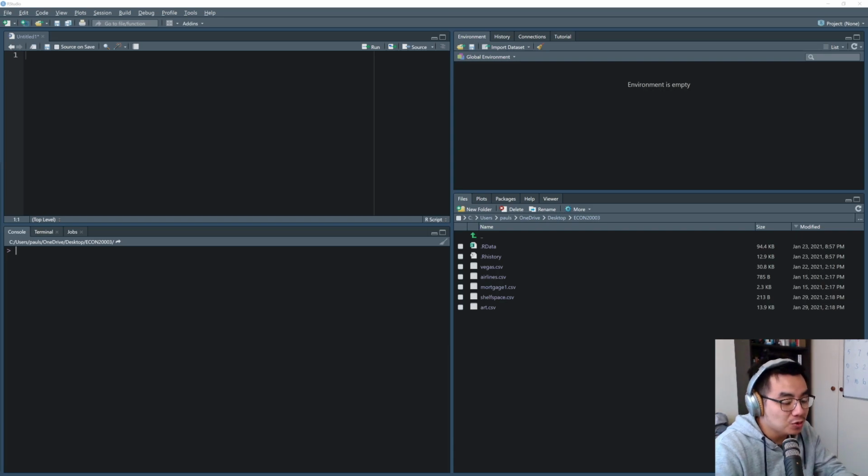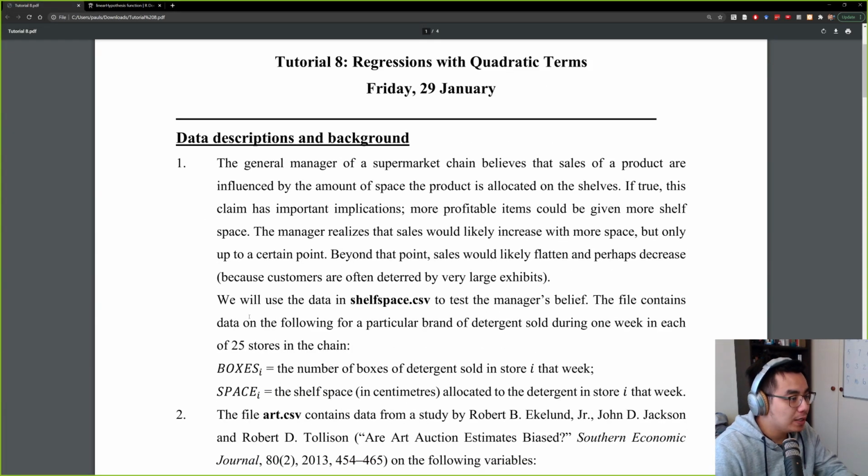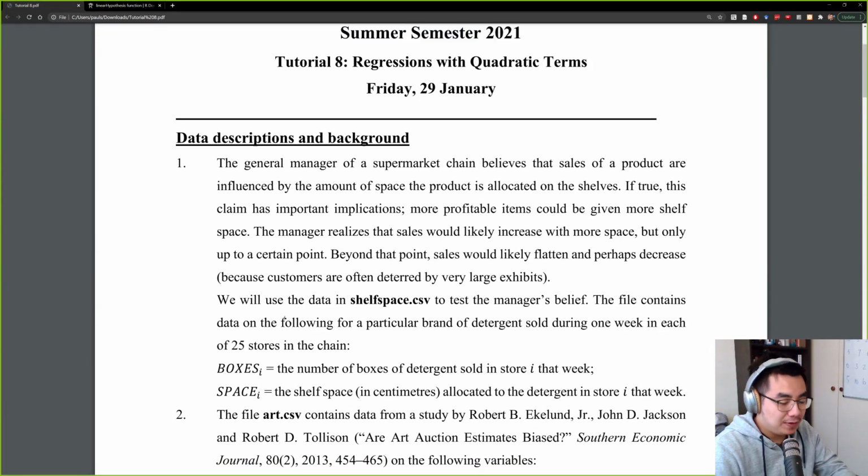So there are plenty of examples where these sorts of quadratic relationships are very useful in terms of modeling these phenomena. So what I'll do is let me have a look at the questions for this week, and we'll start off by having a look at the two data files that we're working with. The first data file is this shelf space data file, and in this data file we have two variables. The first variable is called boxes, and the second variable is called space.